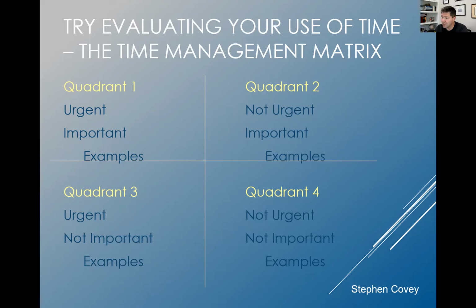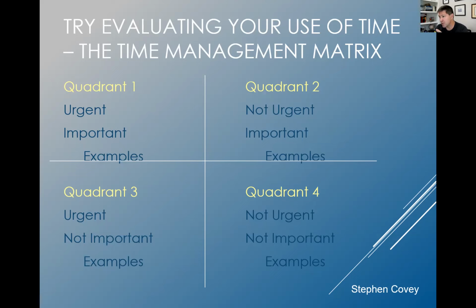Quadrant 4, not urgent and not important. These are items like, I hate to pick on the plumbers, but your plumber walking up to you wants to talk to you for 45 minutes about a fish they caught over the weekend. That is not urgent or important. And you need to recognize as you're going through your daily activities what quadrant you're spending your time in.